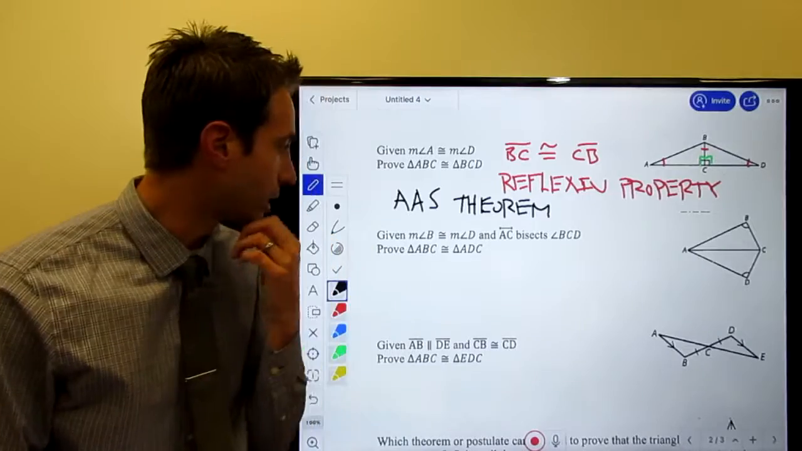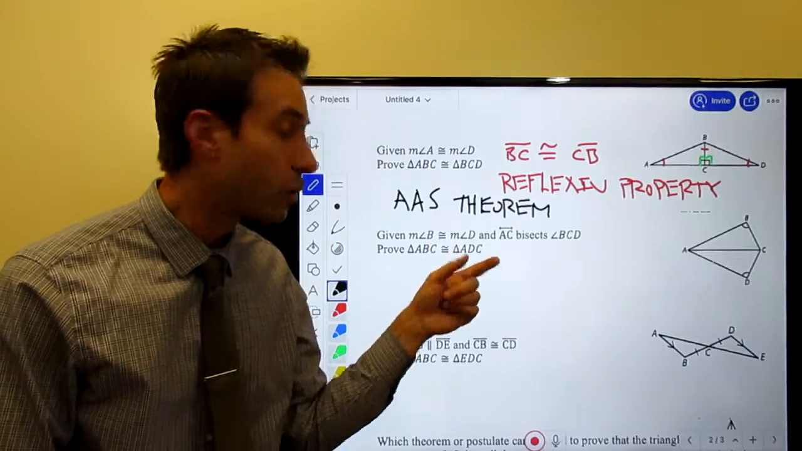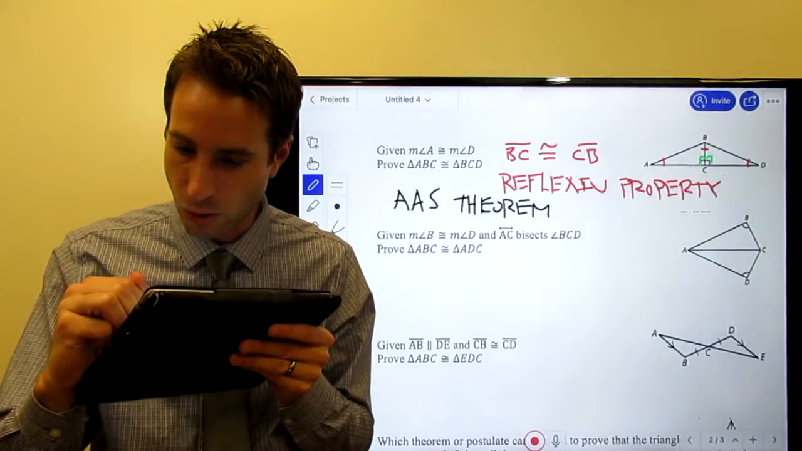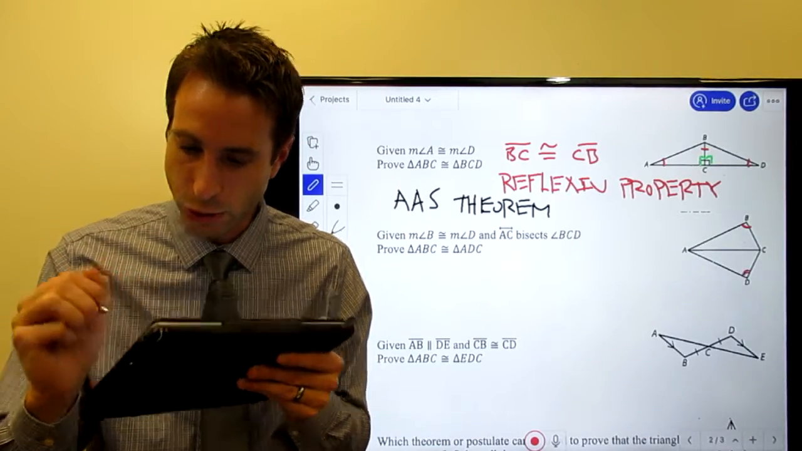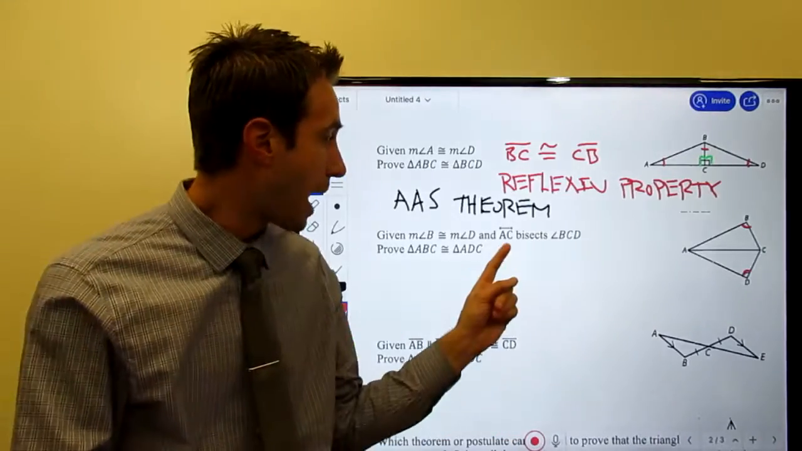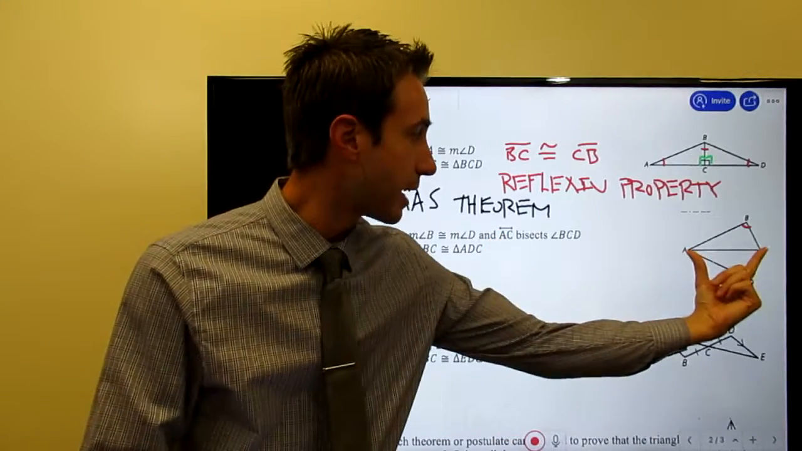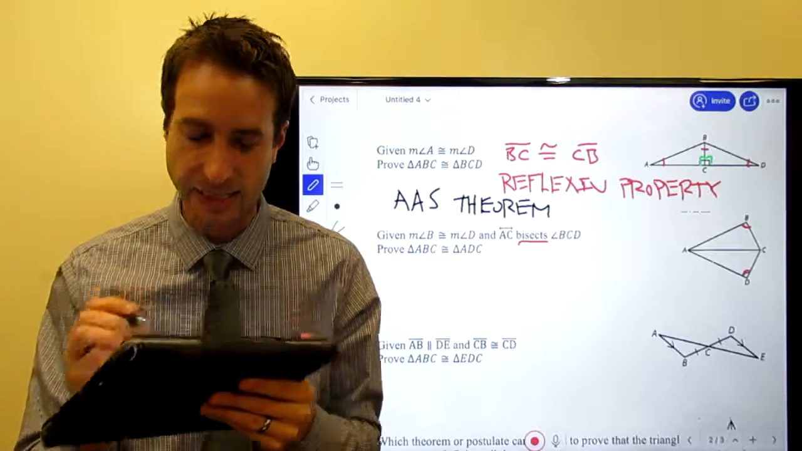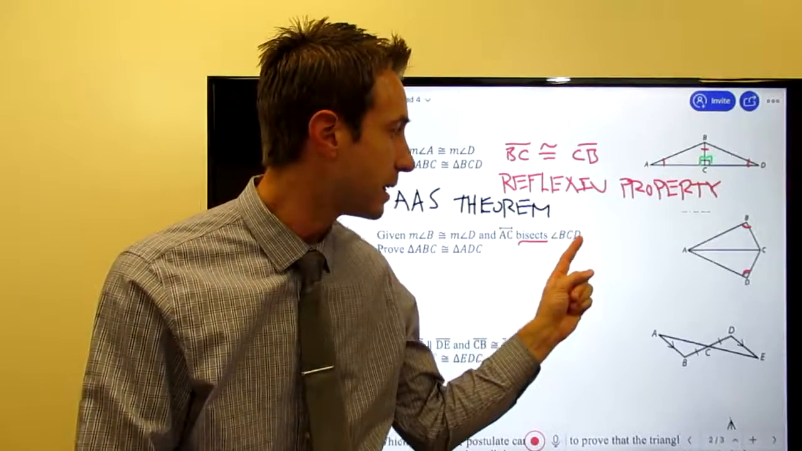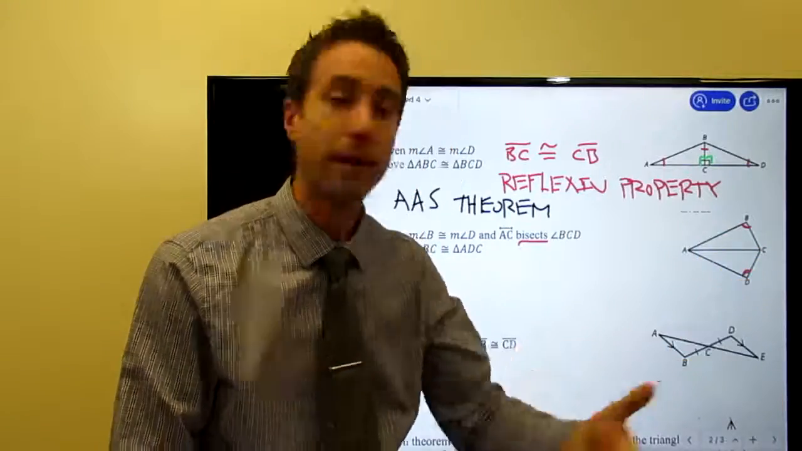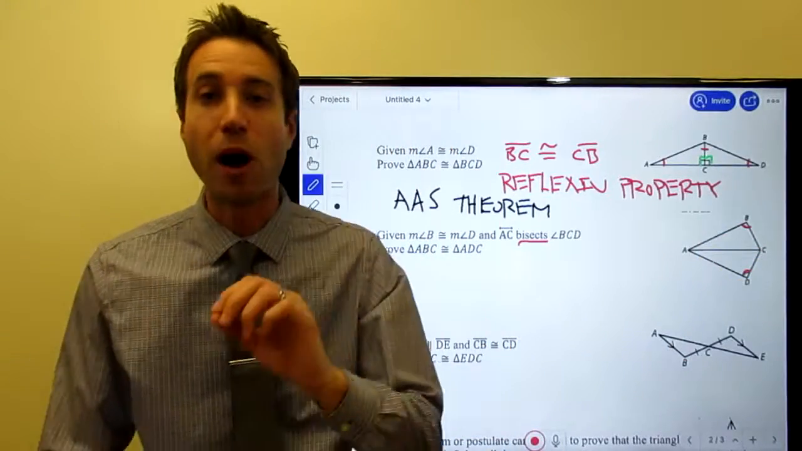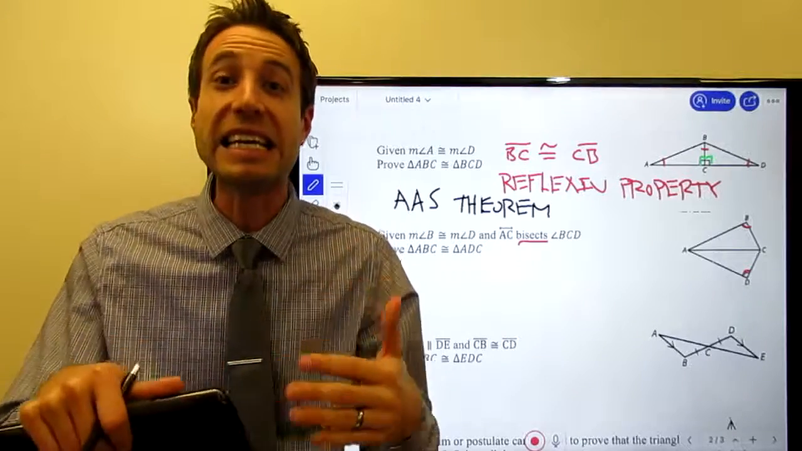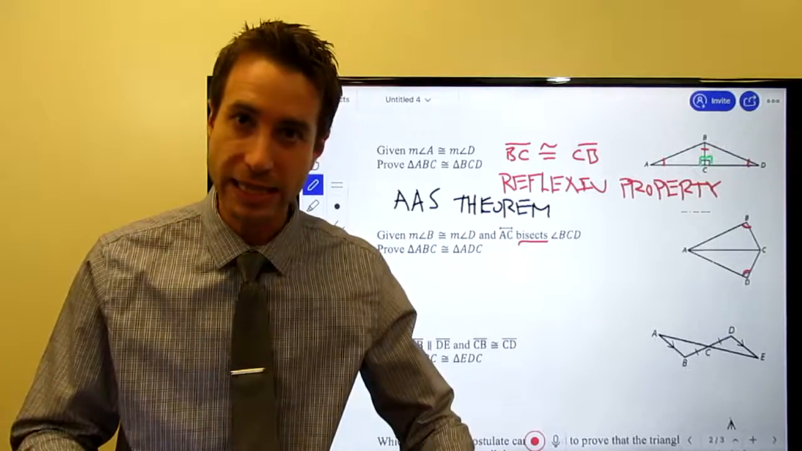Let's try another one. Here's what it tells me. Angle B and angle D are congruent. So let's put that in there. In fact, actually, look at that. It's already in there. So those two angles are congruent. I tell you that AC, there it is right there, AC, oh, there's a really important word, bisects BCD. So, there we go, right? Remember, a bisector means it splits the angle in half. Splits it right down the middle.